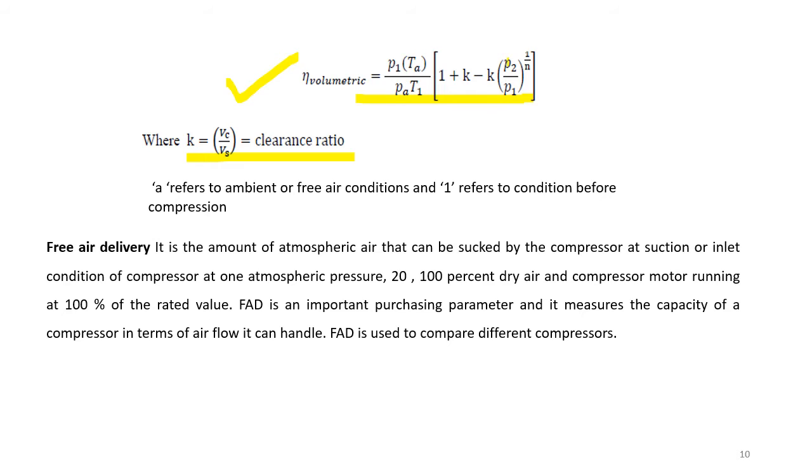So again, one more term is important, that is called free air delivery. It is the amount of atmospheric air that can be sucked in by a compressor at the suction or inlet condition of a compressor at 1 atmospheric pressure, 20 to 100% dry air, and compressor motor running at 100% at the rated value. So these are the operating conditions for which you can call it free air delivery. So you can say 100% dry air and motor is running at 100% rated value.